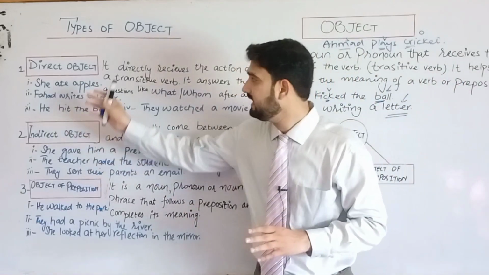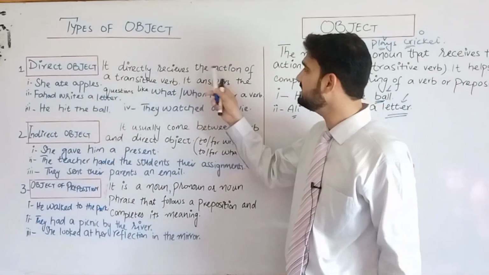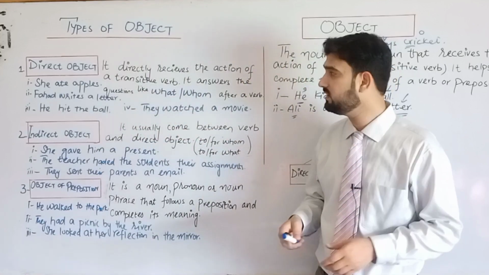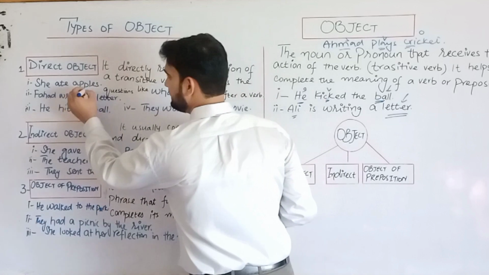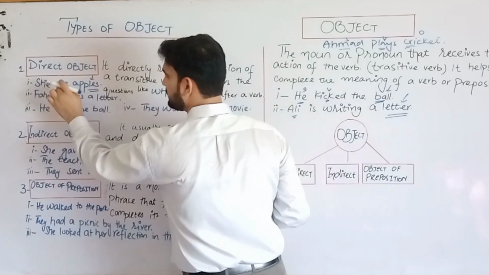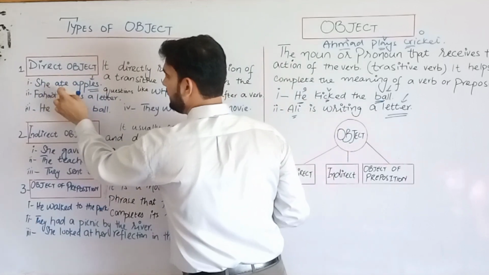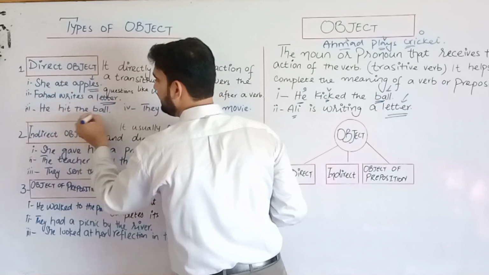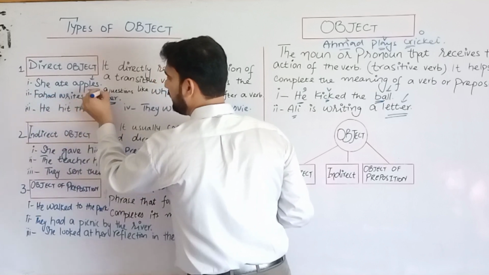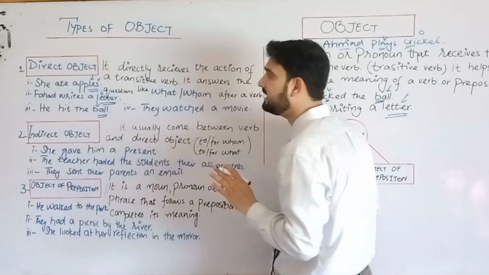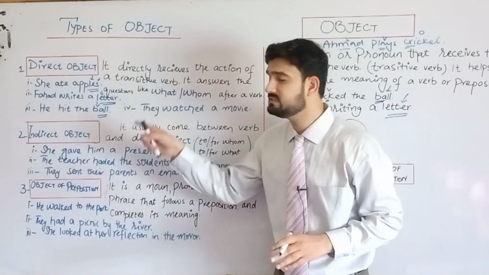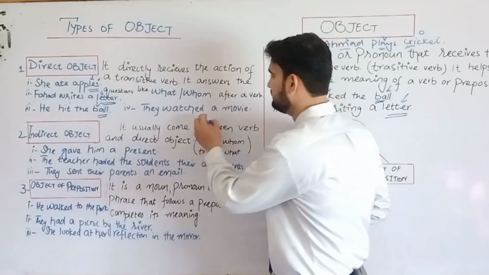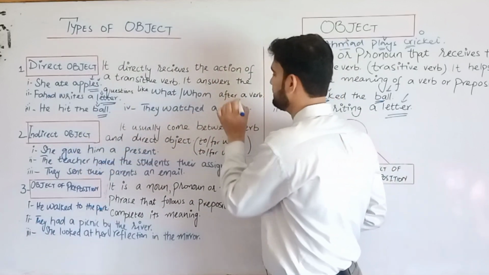What is a direct object? It directly receives the action of a transitive verb. For example, here apples directly receive the action of eating. She ate apples. Fahad writes a letter. He hit the ball. Here ball, letter, and apples are the direct objects that directly receive some action. On the other hand, they watch a movie. So movie is the object here.